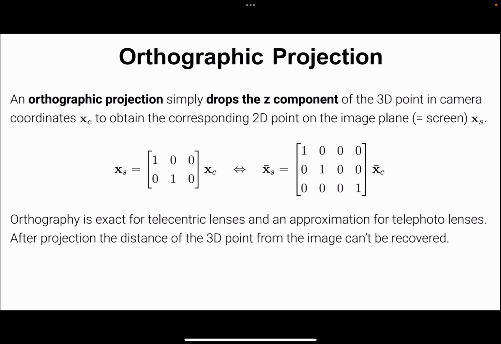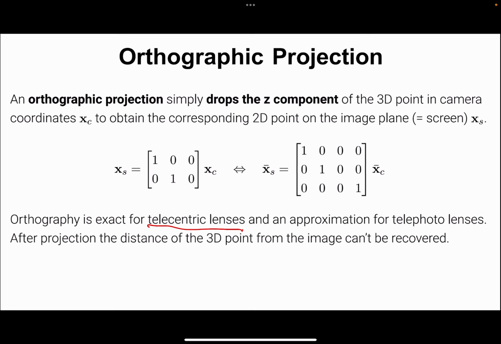And orthography is exact for a telecentric lens, and as I said, a telecentric lens is kind of capturing very far distant things like the Moon, Mars, Venus. It is an approximation for telephoto lenses.